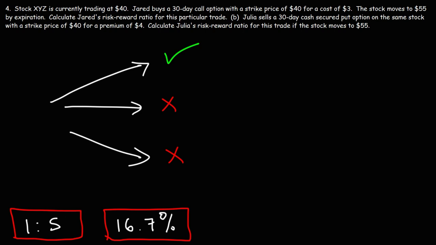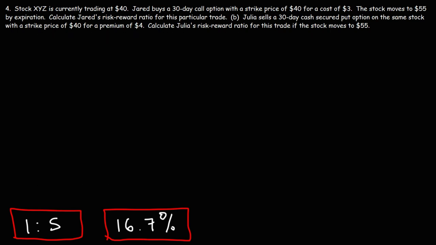Now, let's consider the other scenario, that is selling options. Part B. Julia sells a 30-day cash secured put option on the same stock with a strike price of $40 for a premium of $4. Calculate Julia's risk-reward ratio for this trade if the stock moves to 55.